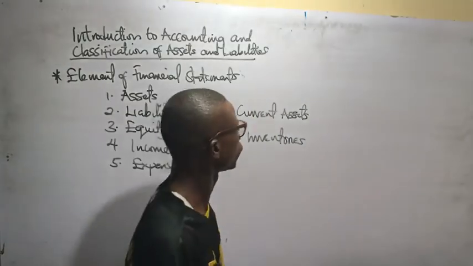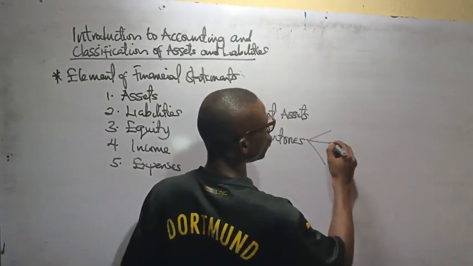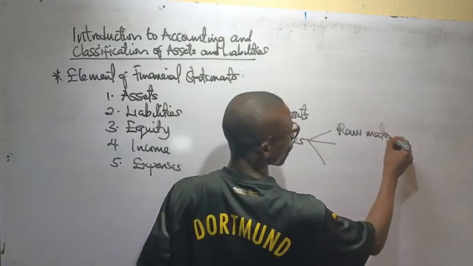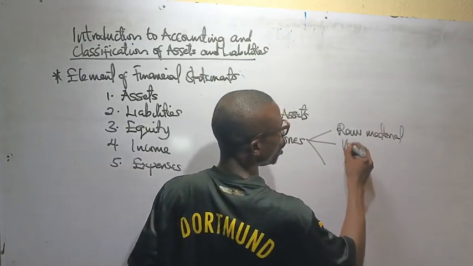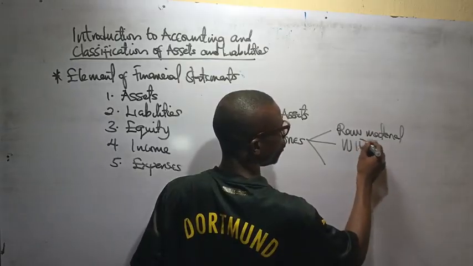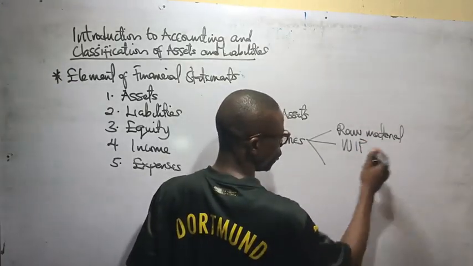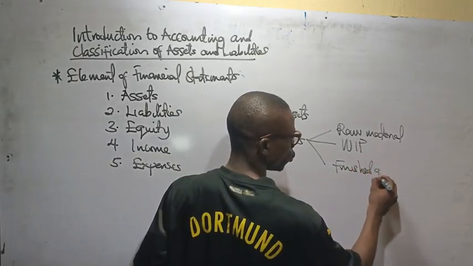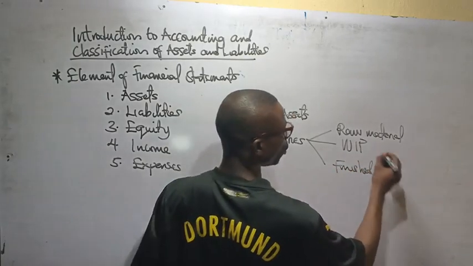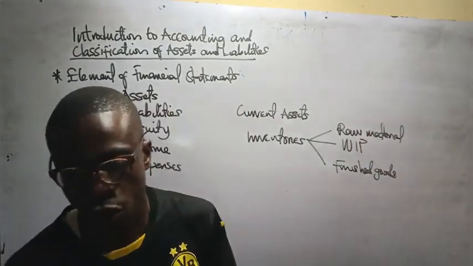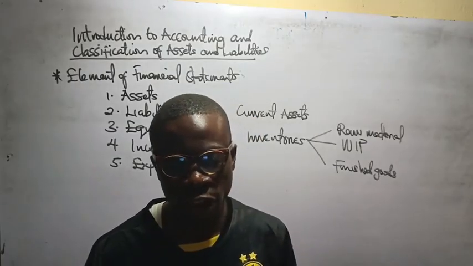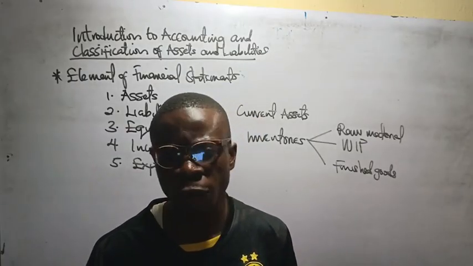Now, let me give you an example. We have three types of inventory. We have raw material inventory. We have work in progress, WIP. It's called work in progress inventory. And we have finished goods inventory. What is raw material inventory? Raw material inventory are those inventory that you have from raw material.